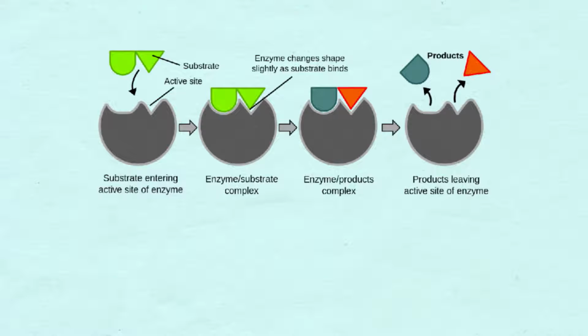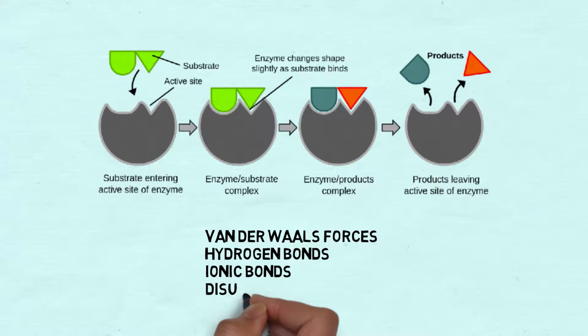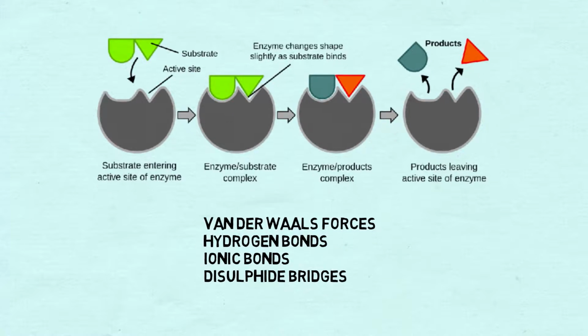The specific shape of the active site is caused by the folding and bonding of the tertiary structure of the protein. The amino acids in the active site are held in place by van der Waals forces, hydrogen bonds, ionic bonds, and disulfide bridges. If any of these bonds or interactions are broken, it will alter the tertiary structure of the active site, which will damage the shape of the active site.